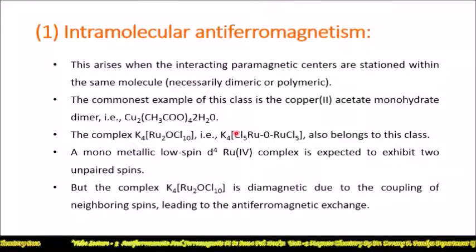Suppose we are going to talk about a single complex of d4 Ru(IV). It is expected to have unpaired spins and behave paramagnetically. But when the bridged complex K4[Ru2OCl10] is obtained, it is diamagnetic because the unpaired electrons mutually pair up, giving diamagnetic behavior, due to that coupling of neighboring spins leading to the antiferromagnetic exchange.